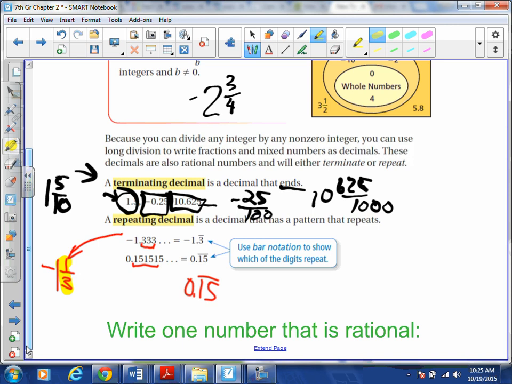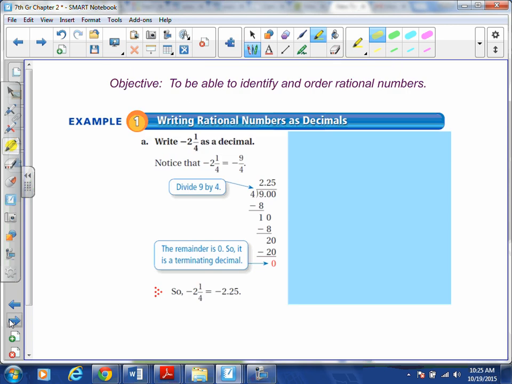I would like you, as proof of watching, and there's more to watch, so this isn't your only proof of watching, but in your submit box, make sure that you write for me one number that is rational.